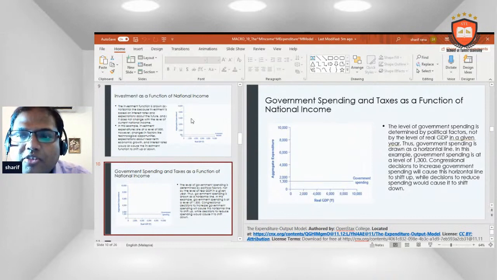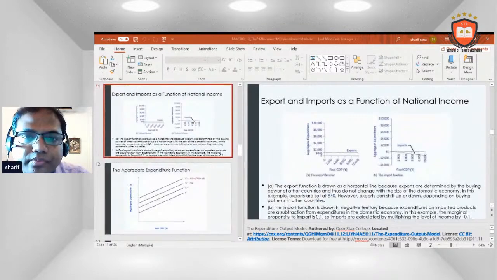The level of government spending is determined by political factors, not by the level of real GDP in a given year. Thus, government spending is drawn as a horizontal line. In this example, government spending is at a level of 1,300. Congressional decisions to increase government spending will cause the horizontal line to shift up, while decisions to reduce spending would cause it to shift down.